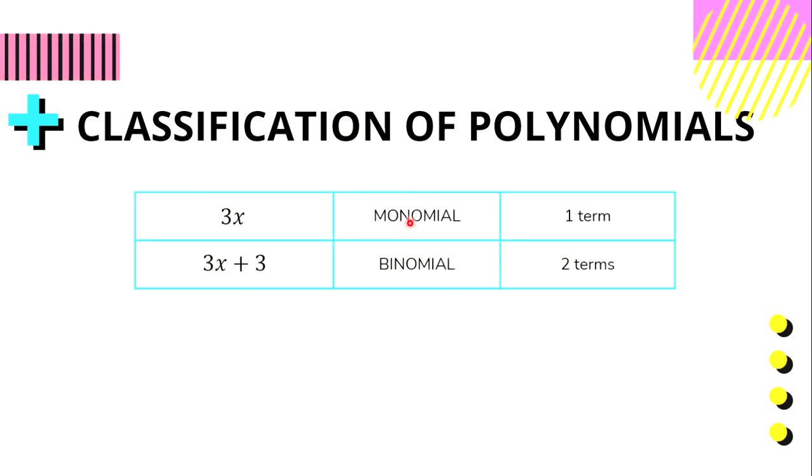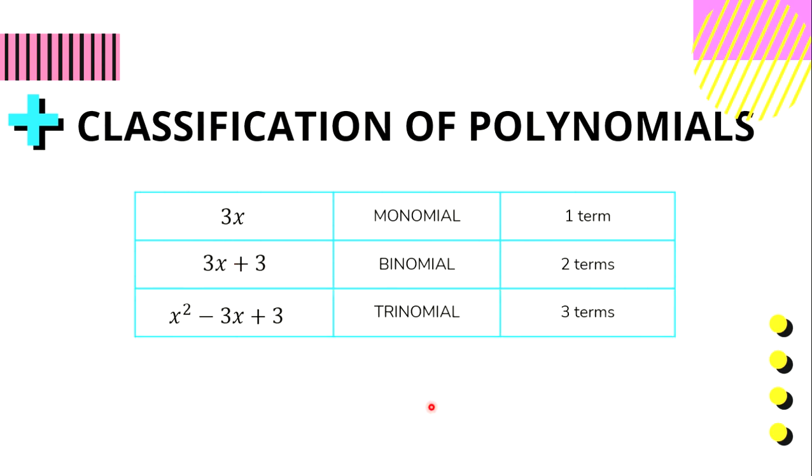Second, if we have two terms, it's called a binomial, by the prefix bi. An example is 3x plus 3. As you can see, we have two terms separated by a plus sign. For three terms, we have a trinomial. An example is x squared minus 3x plus 3. So we just need to count the number of terms.